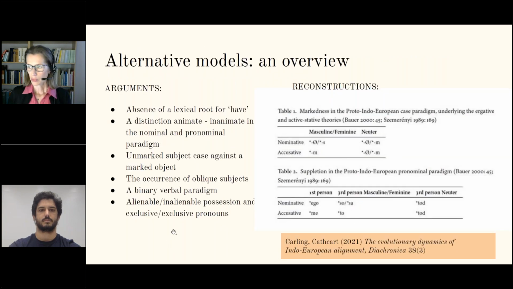So the most important arguments for the alternative models in grammar are the absence of a lexical root for 'have' in Indo-European, and then a distinction of animate and inanimate in the nominal and pronominal paradigm, an unmarked subject against a marked object, the occurrence of oblique subjects in the proto-language, a binary verbal paradigm, and then possible alienable-inalienable possession and exclusive-inclusive pronouns. So these are all reconstructed features of the proto-language based on the comparative method.